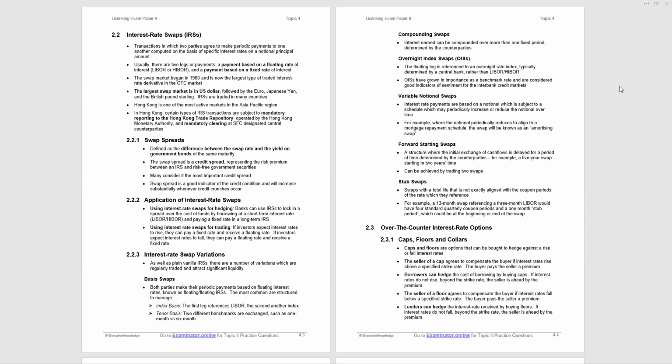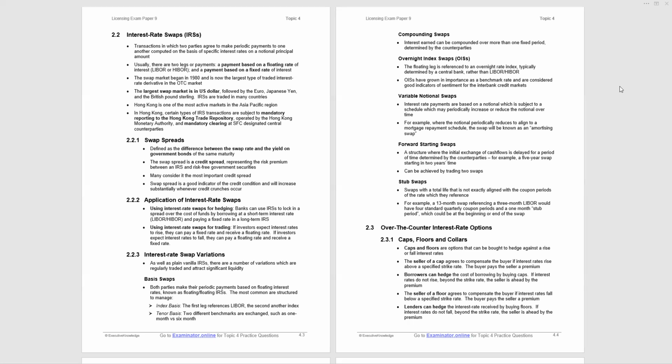Now, over-the-counter interest rate options. This takes us into the world of caps, floors, and collars. Now, a cap is where you enter into an option where if interest rate goes beyond the cap and you exercise the option, then the seller of the option, seller of the cap, will compensate you for the interest rate going above the cap. With an interest rate floor, the buyer of an interest rate floor option will be compensated when the interest rate goes below a particular benchmark, and that is the floor.